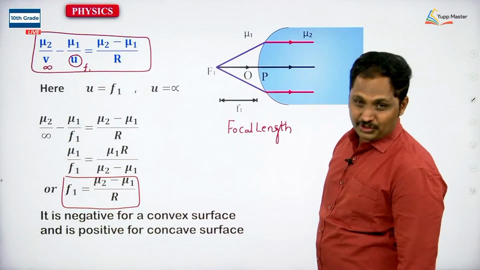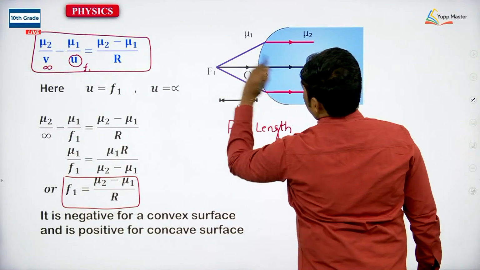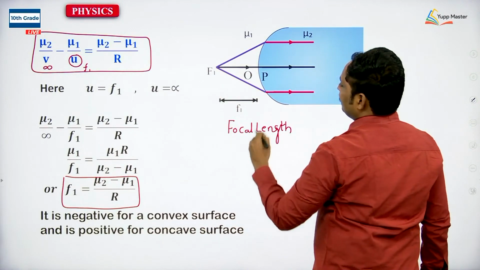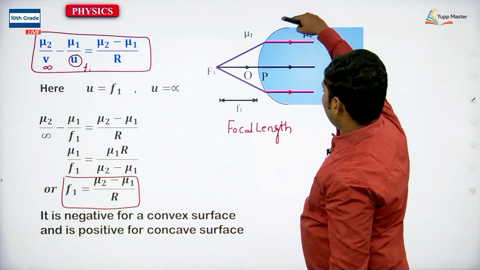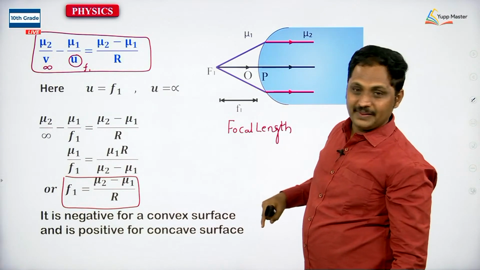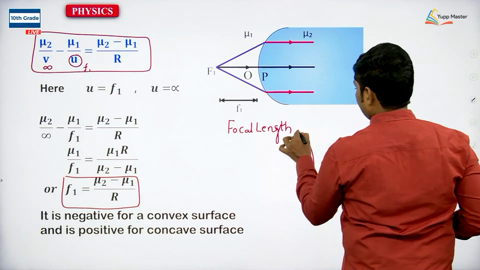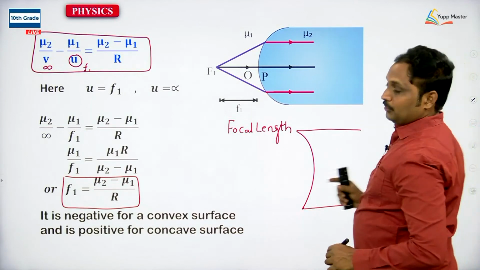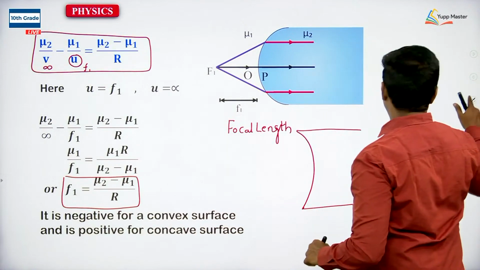Once you see that, we are going to say that these are negative values, and we get that f1 is negative in case of a convex surface. But in case of a concave refracting surface, that is a different case. We are going to get all of these positive. Now, we can go for this one.